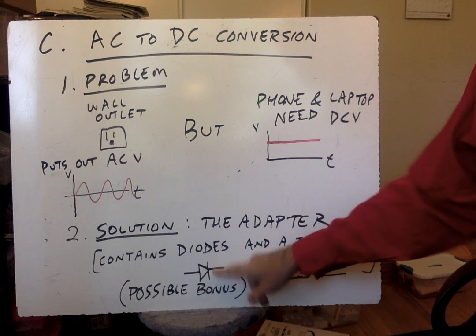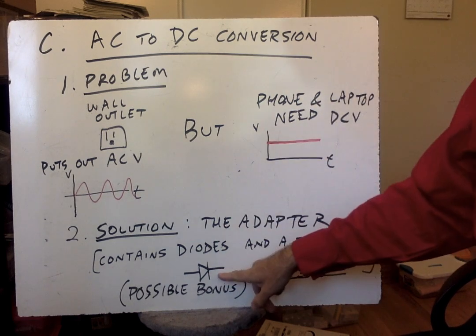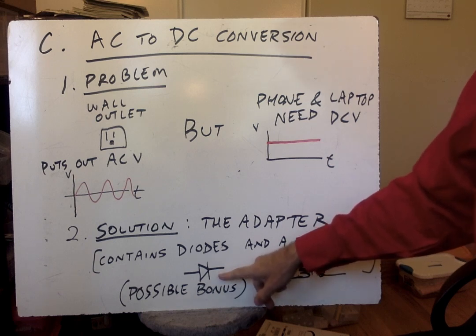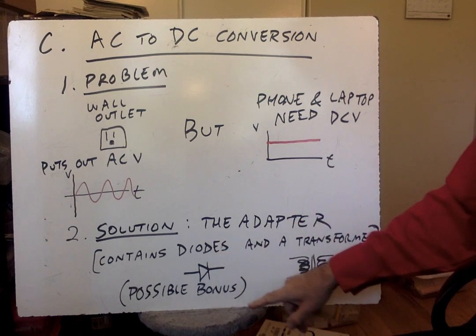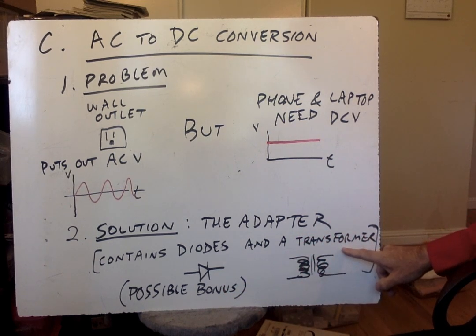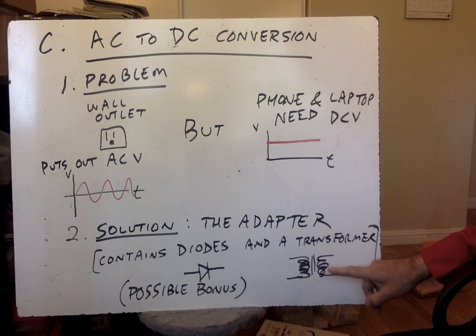Diodes, that's the symbol for a diode. If you want to look them up, they're very simple in what they do. There are some practice questions on the review packet that are only bonus. So if you want to learn what a diode does, it's pretty simple. It's like a one-way street. That's a possible bonus. And a transformer, which will absolutely not be on the test even as a bonus, because to understand a transformer, you have to understand magnetism, which is part of AP Physics C.